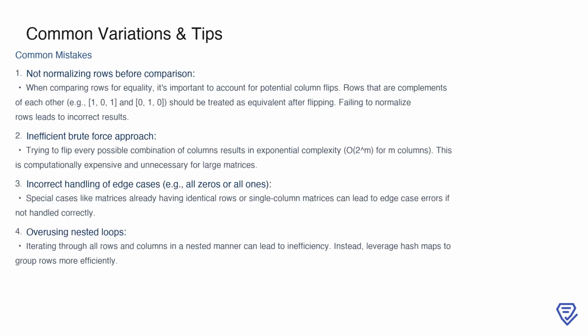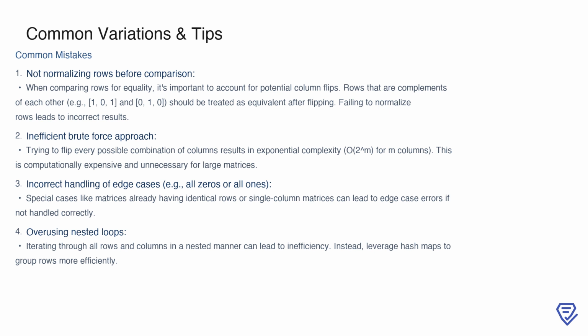When solving this problem, there are a few common mistakes to watch out for. One major issue is not normalizing rows before comparing them. Remember that rows should be treated as equivalent if they are complements of each other, for example, 1, 0, 1, and 0, 1, 0. Without normalizing these rows, you might end up comparing them incorrectly and reach the wrong conclusion.